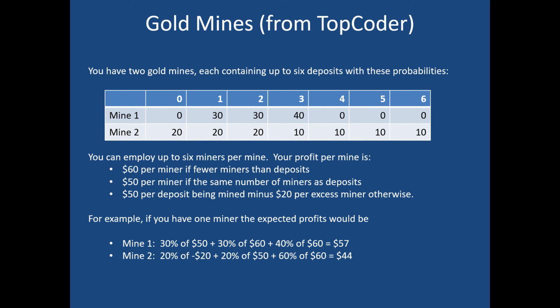Mine 2, there's going to be a bunch of cases. 20% of the time there'll be no deposits, but we hired 1 miner, so we get $50 per deposit, but there are no deposits, minus $20 per excess miner, so we lose $20 in that case. And it proceeds on from there. So the question is, given this table here, how many miners should you hire to maximize profit?